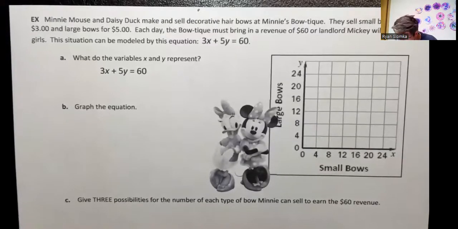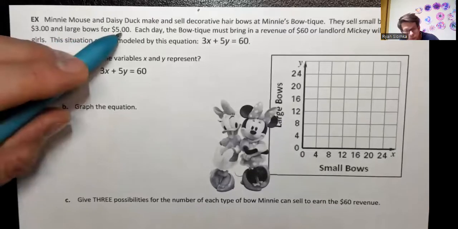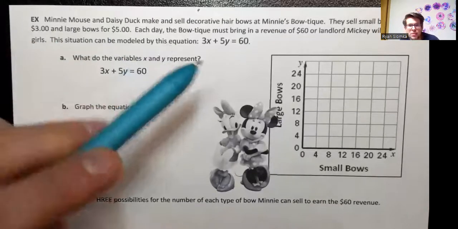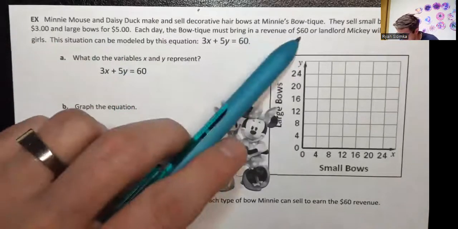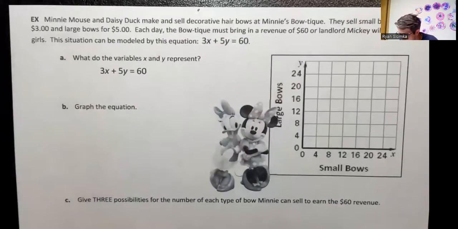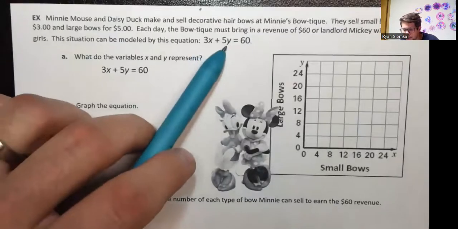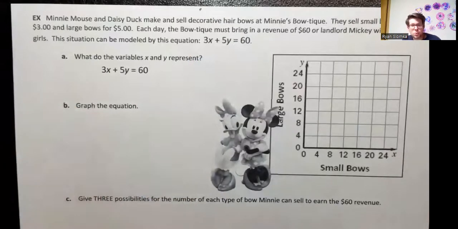Minnie Mouse and Daisy Duck make and sell decorative hair bows at Minnie's Boutique. They sell small bows for $3 and large bows for $5. Each day, the boutique must bring in a revenue of $60 or landlord Mickey will evict the girls. The situation can be modeled by the equation 3x + 5y = 60. And this is where the meaning for standard form really comes into play.